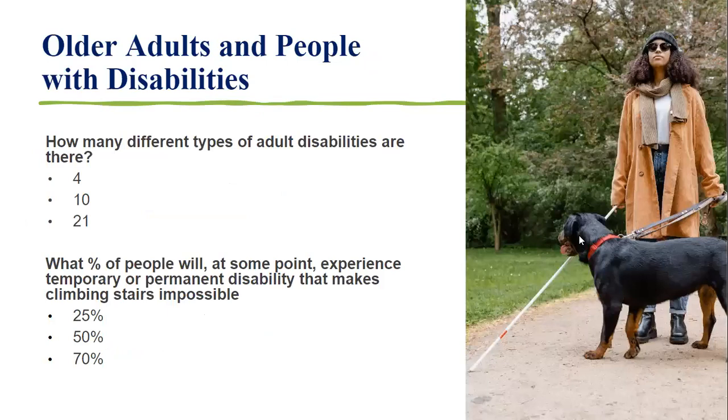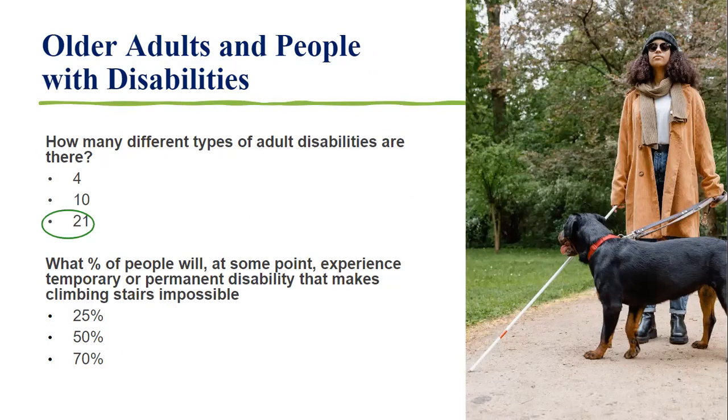So throughout, I'm just going to ask some different quiz questions for you to answer. Our first quiz question is, how many different types of adult disabilities are there? Is it 4? Is it 10? Is it 21? So the answer is 21.